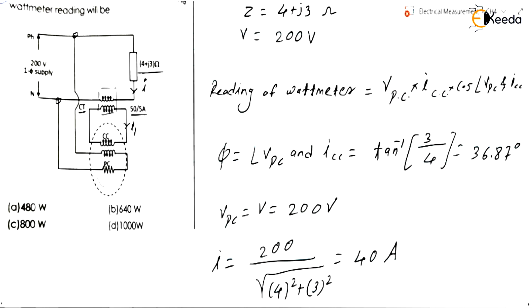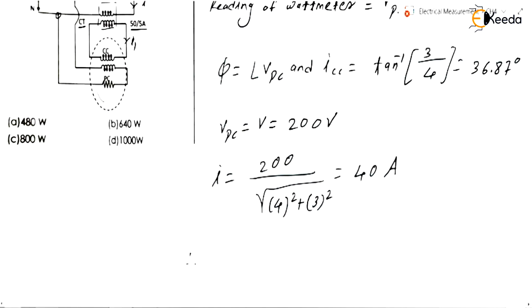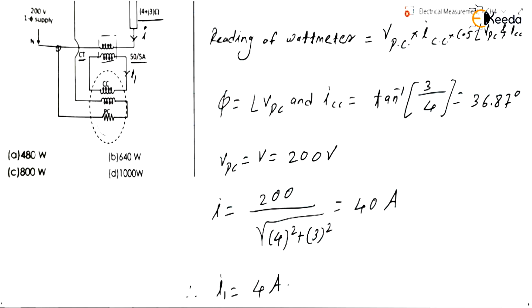Now I is 40, so what about I1? Therefore I1 is equal to 40 divided by the turns ratio, so it will be equal to 4 ampere. Why is I1 4? Because if here it is 50, then at that time here it will be 5 ampere, but currently I is 40, so what about the current here?